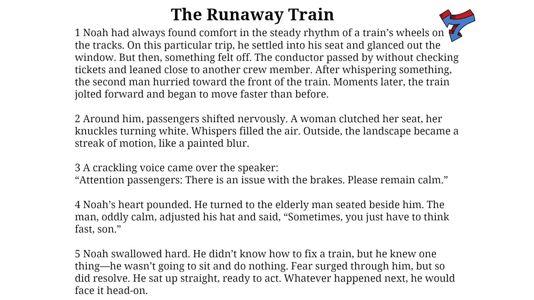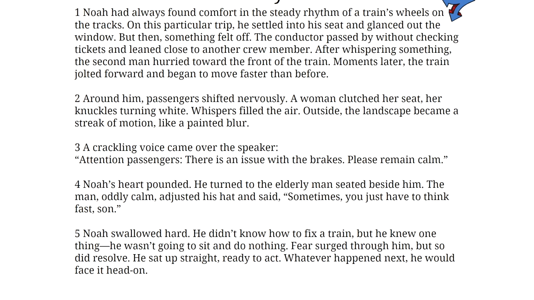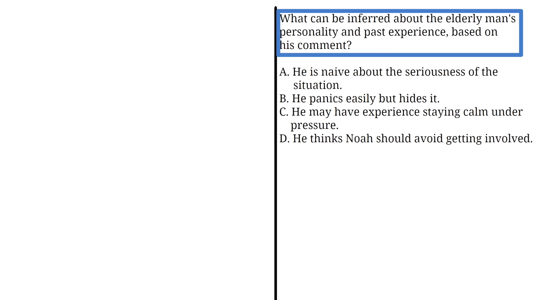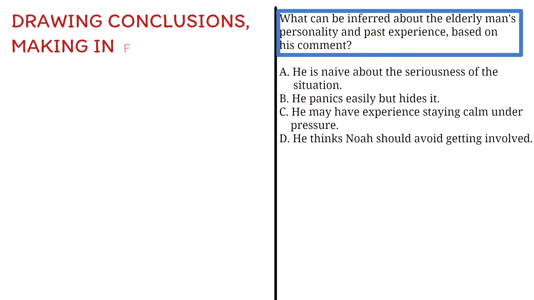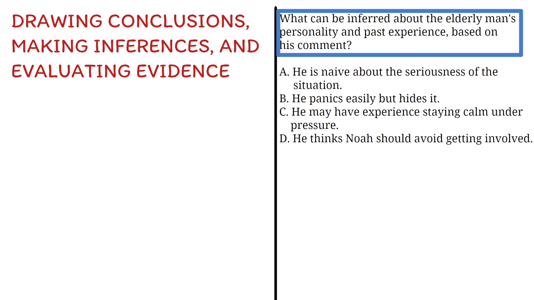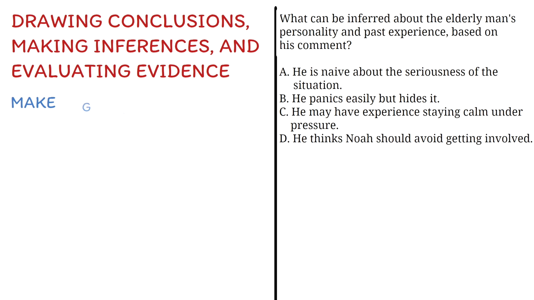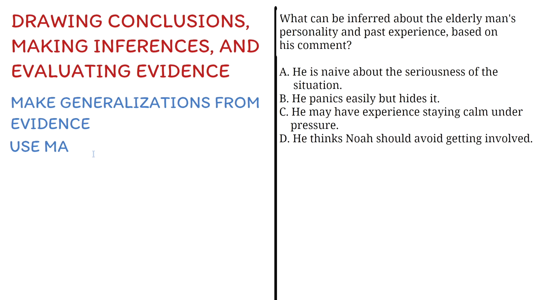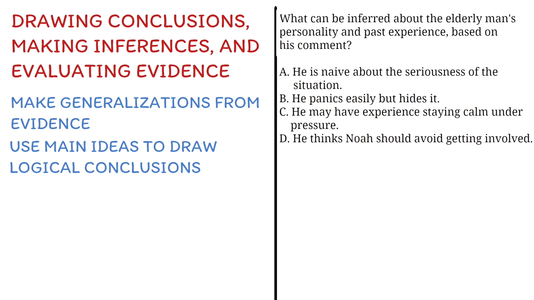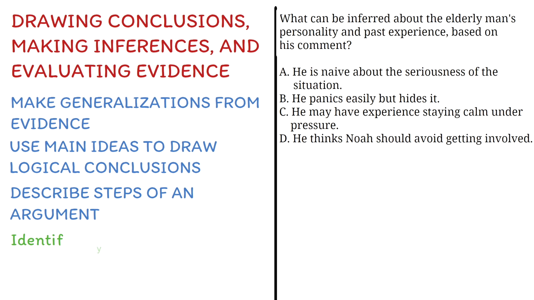Read the passage below, on the runaway train, and answer the following questions. What can be inferred about the elderly man's personality and past experience based on his comment? This question checks your understanding of drawing conclusions, making inferences, and evaluating evidence, a key skill to excel on the GED Reasoning Through Language Arts test. Here, you'll be expected to make generalizations from evidence, use main ideas to draw logical conclusions, describe the steps of an argument, and identify evidence used to support a claim or conclusion.